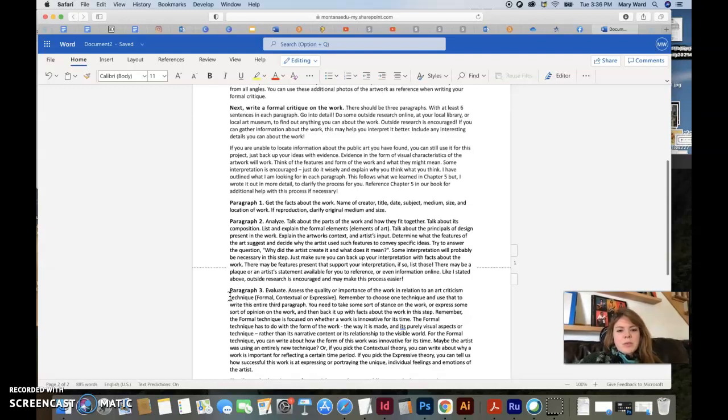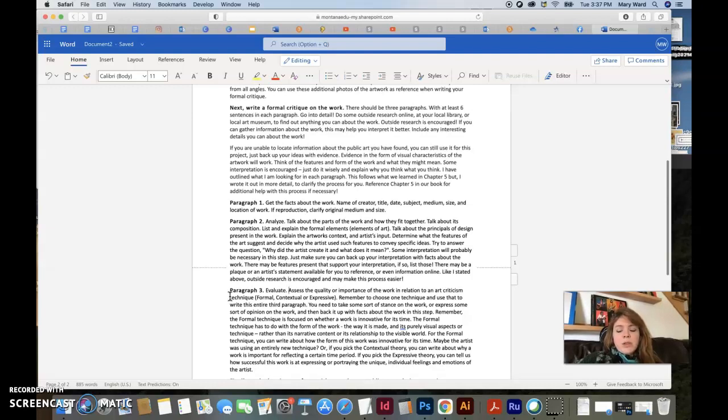If you're not able to locate information about the public art you have found, you can still use it for this project. You just really need to back up your ideas with evidence. So evidence would be in the form of visual characteristics of the artwork. Think about the features and the form, the color, those kinds of things that have to do with the actual way the work looks, and interpret what that might mean. Some interpretation is encouraged. Just do it wisely and explain why you think what you think.